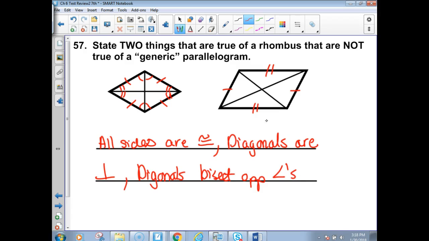But not in that one. This one goes like this. Anyway, they don't bisect. Those diagonals don't bisect opposite angles in a parallelogram. You didn't have to write all that. That was just stuff I was trying to help you see.